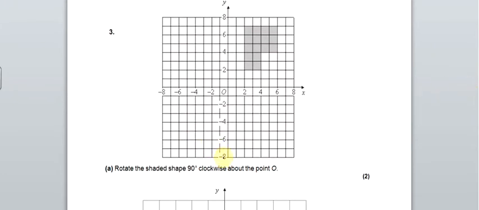Question 3. Rotate the shaded shape 90 degrees clockwise about the point O. So let's find the point O first. So here's O. Where's O referring to? It's referring to the centre of the graph. So there's my y-axis and my x-axis. So that's the point O there. It's not the letter, it's actually one of the crosses on the graph.